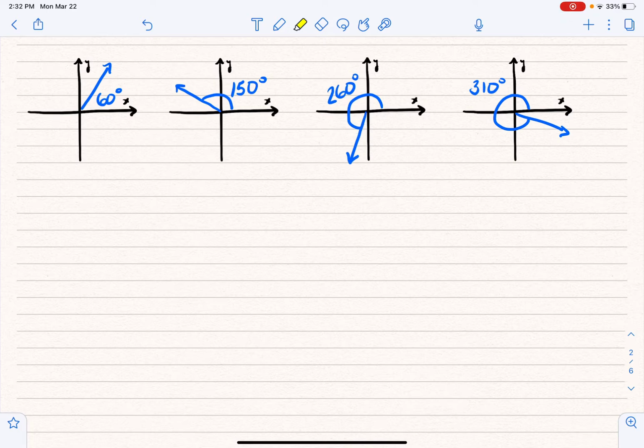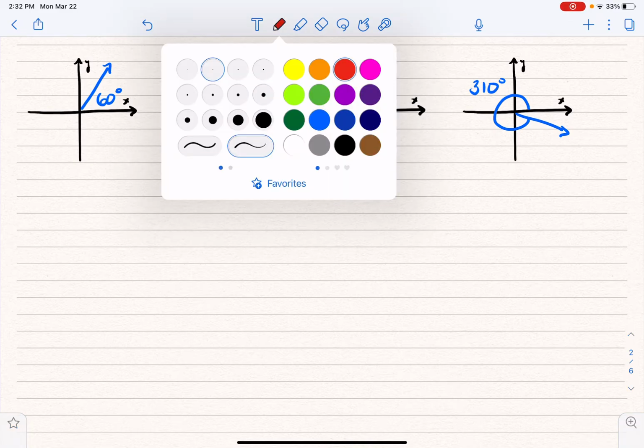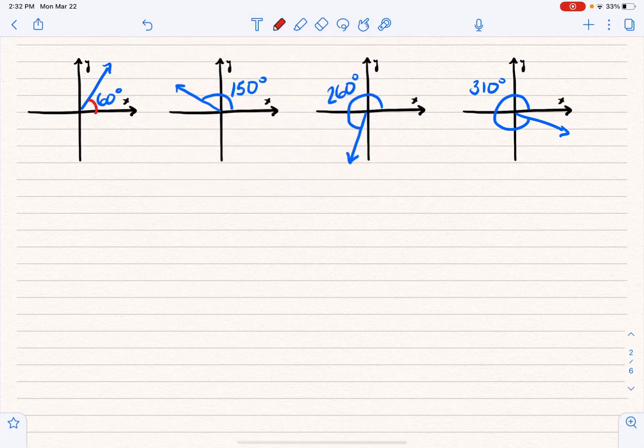Okay, let's talk about this. The reference angles, okay? So for first quadrant, we said the reference angle always is the angle that it is if it's in the first quadrant. So the reference angle is 60 degrees. In the second quadrant, it's going to be this part right here, which is whatever it takes to get to 180. So the reference angle is going to be 30 degrees. For this one, it's going to be right here, so it's always going to be how much past 180 it is. So the reference angle is 80 degrees.